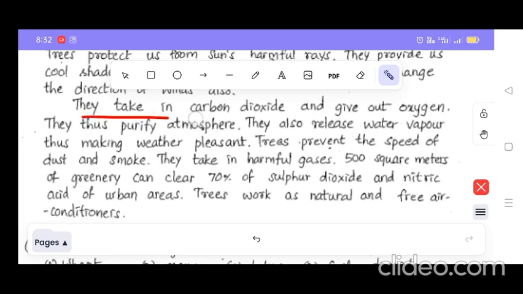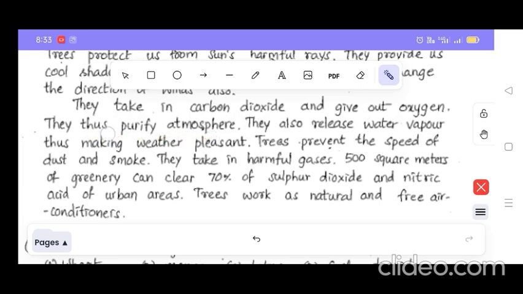They take in carbon dioxide and give out oxygen. Thus, they purify the atmosphere. See, one question was there: what do we get from the plants? One advantage, a good thing, is that they purify the atmosphere. Please wait, I will be explaining. They take in carbon dioxide and give out oxygen, and they purify the atmosphere.